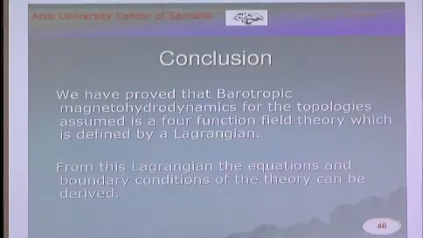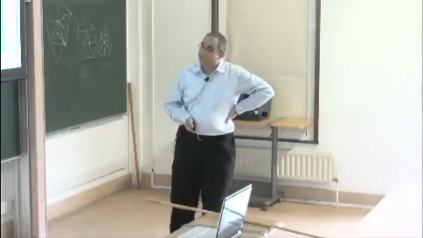And you can conclude that the barotropic magnetohydrodynamics for the topologies assumed is a four-function field theory, which is defined by this Lagrangian. And from this Lagrangian, you can get the equations and boundary conditions of the theory.